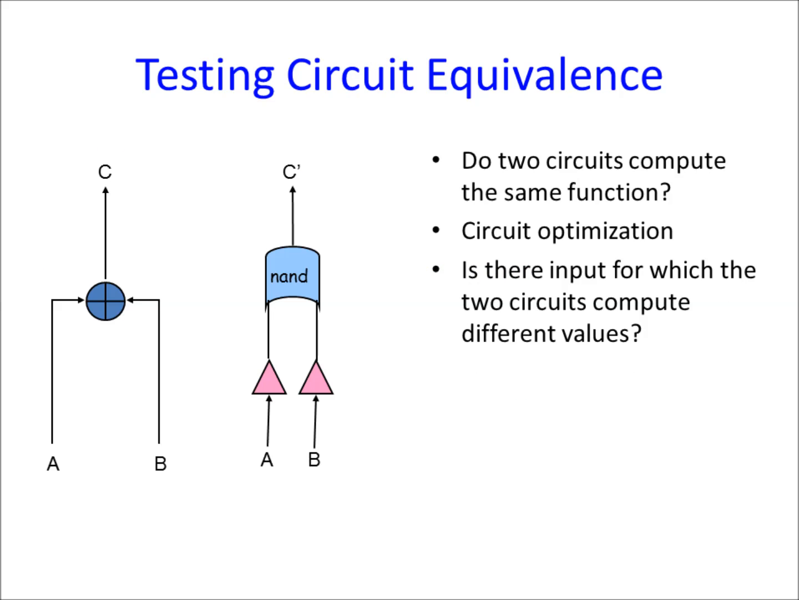Testing circuit equivalence is again done by SAT formula. So you create a SAT formula for one circuit, you create the SAT formula for another circuit, and you ask, is there an input for which the two circuits compute different values? And if they compute different values, then your SAT formula will be satisfiable, but these circuits will not be equivalent.